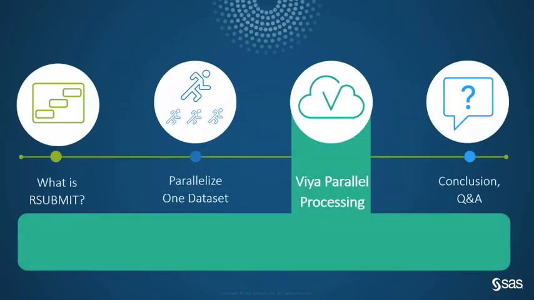Well, that's in the SAS 9 world. How about the Viya world? In Viya, everything is all about in-memory processing in parallel. We'll briefly talk about this a little bit on how this works and what goes on in the background there.